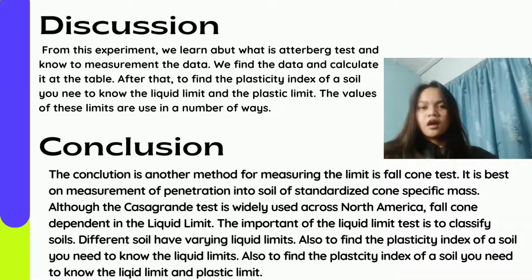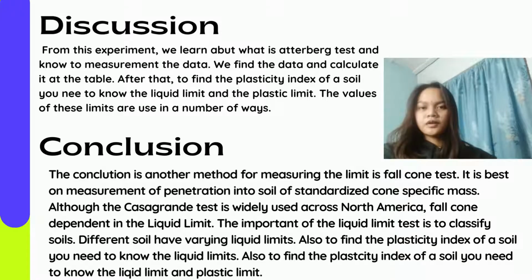Today, I would like to explain about the discussions and conclusions of the Atterberg limit test. First, discussions. From this experiment, we learn about what the Atterberg limit test is and how to measure the data. We find the data and calculate it in the table. After that, to find the plasticity index of a soil, we need to know the liquid limit and the plastic limit. The values of these limits are used in a number of ways. That's all for our discussions.